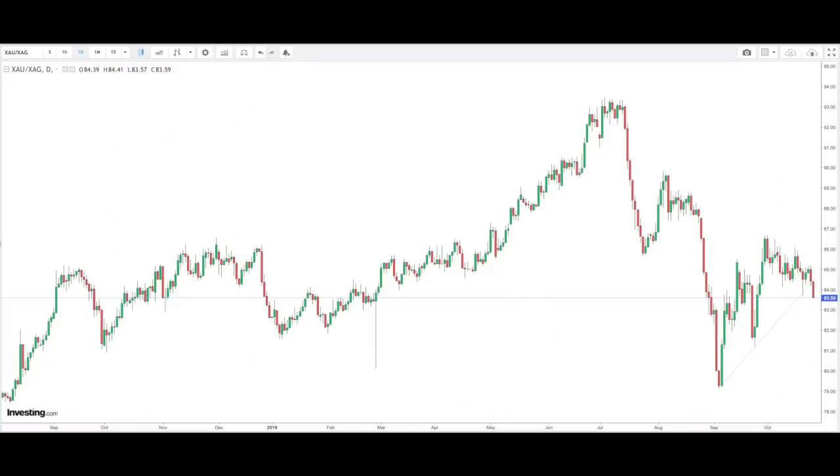Let's just quickly look at the gold-silver ratio, which I spoke about a few days ago, or maybe a week, that it was looking like it was going to break down. And there you go. We are breaking down here. We've broken this trend line, and that's a positive for the overall precious metals market.